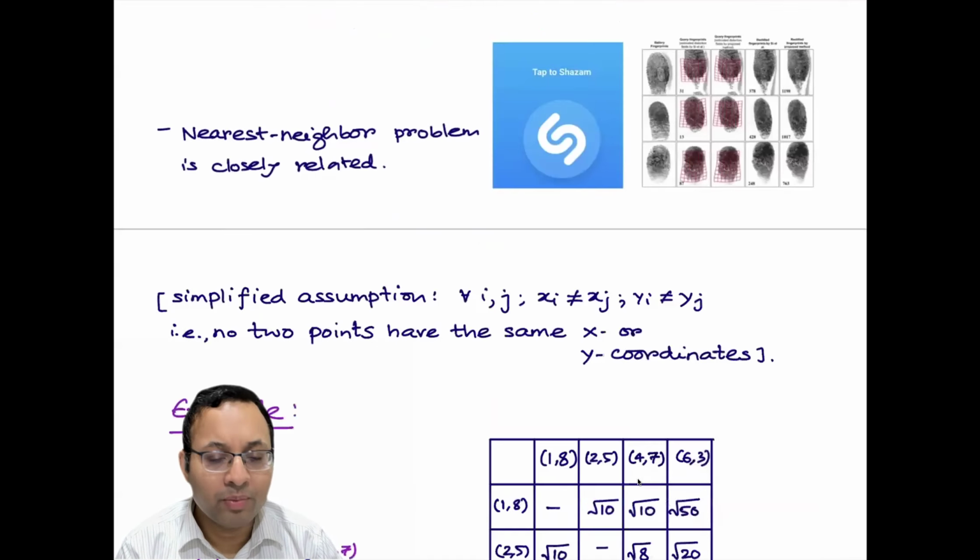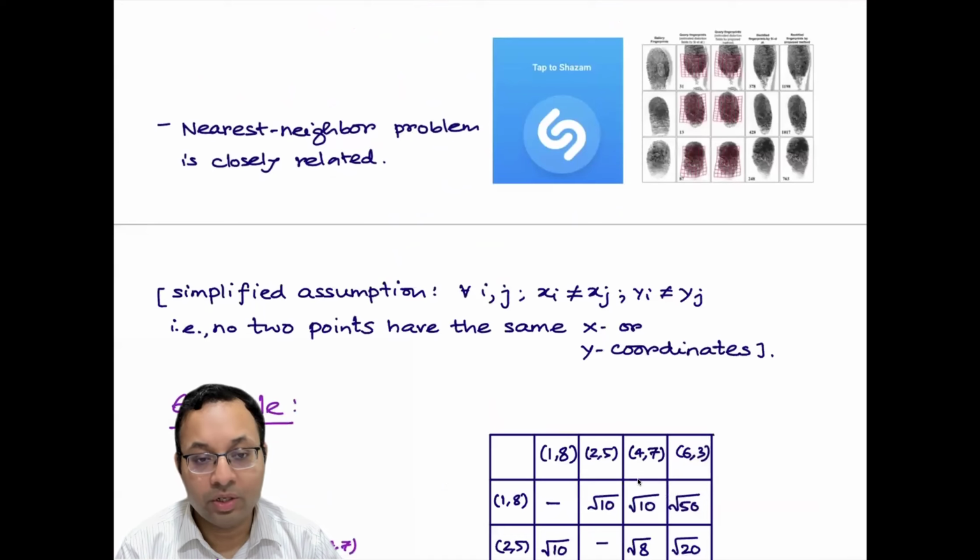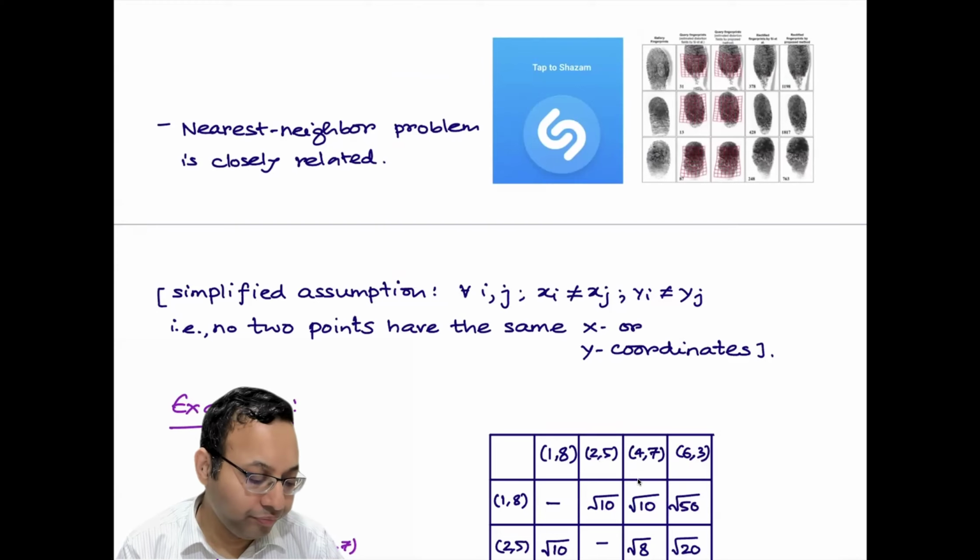In fact, there is another closely related problem called the nearest neighbor problem: given a point, what is the nearest point to it? Think of Shazam when we listen to music. If we play a song, what is the nearest song? By that, they find the song we're looking for. Or fingerprint matching. Given a fingerprint, what is the nearest fingerprint? It's a very similar problem.